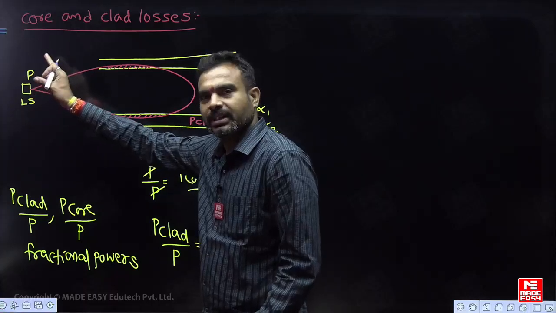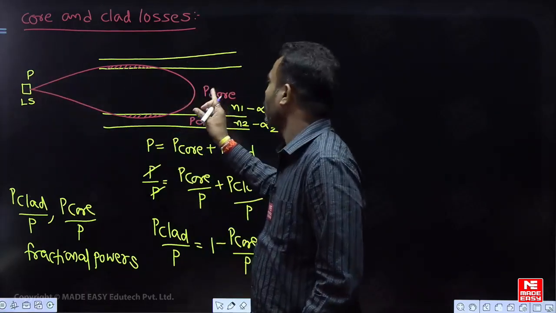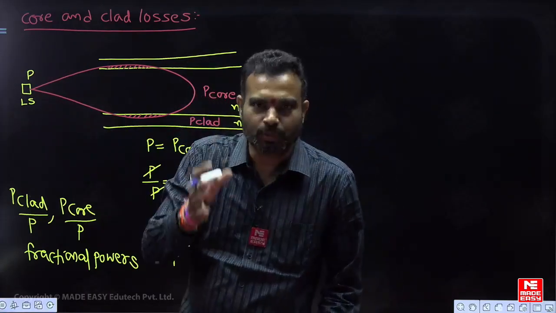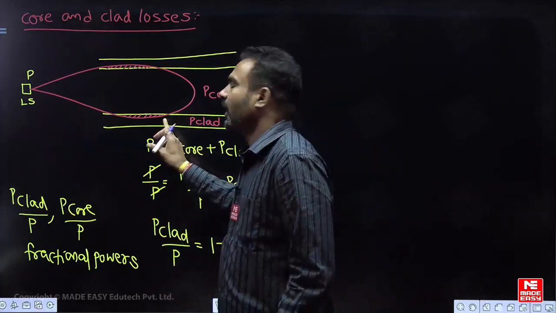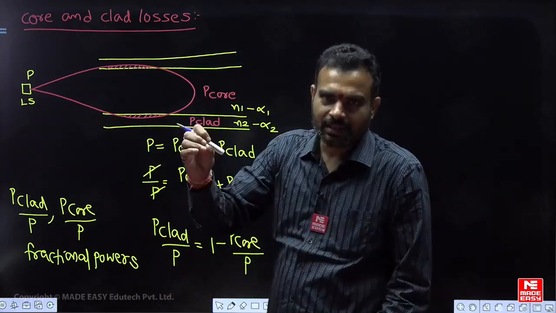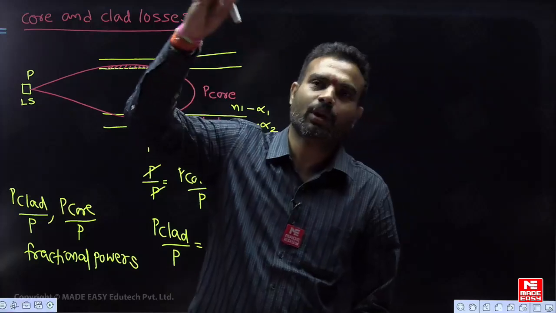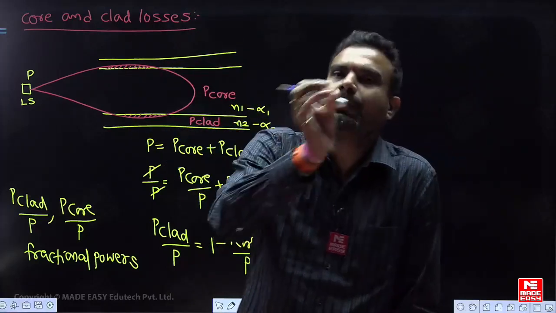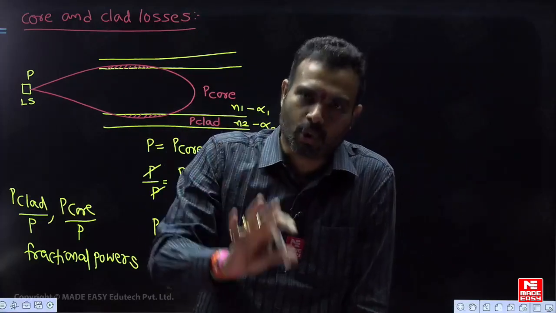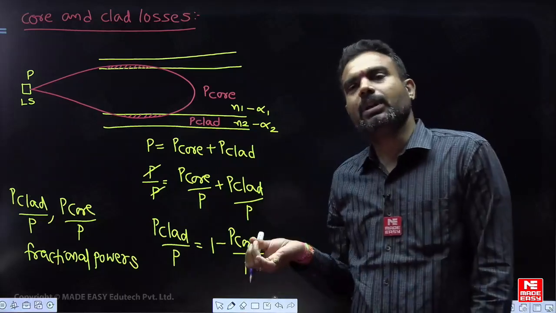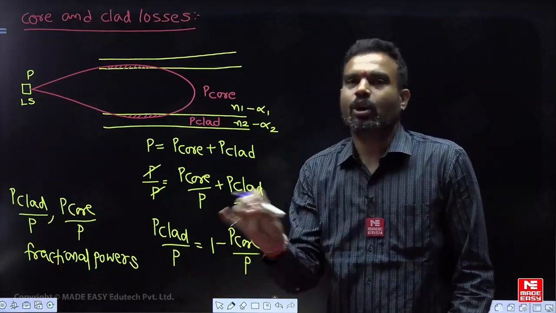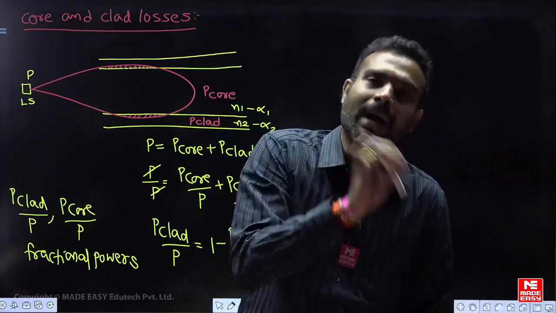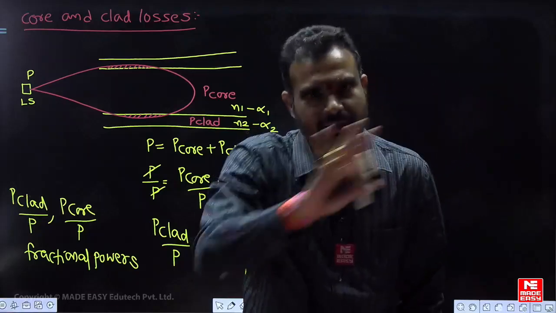Actually you want to send this entire power P into the core only, but it is not possible. Some power is going into the cladding. That is the reason the power present in the core is not the total power P, that is P core. Similarly, the power present in the cladding is not the power P, it is a part of the power P. Is it clear?